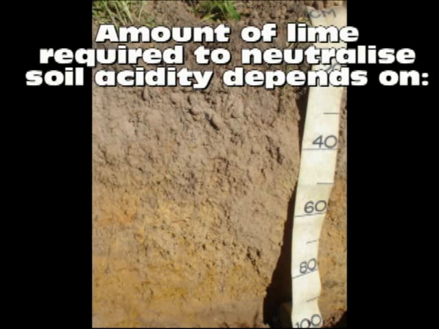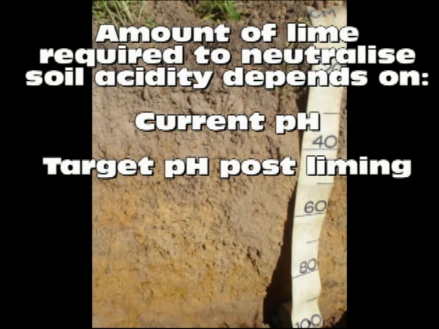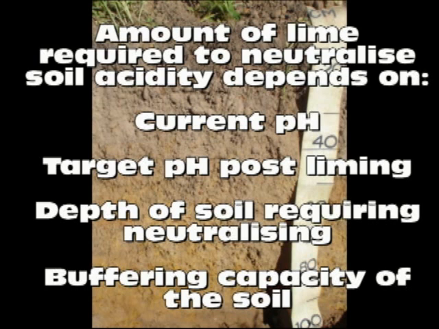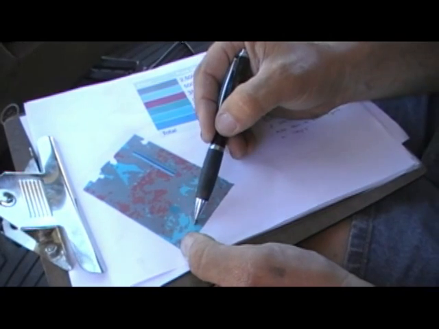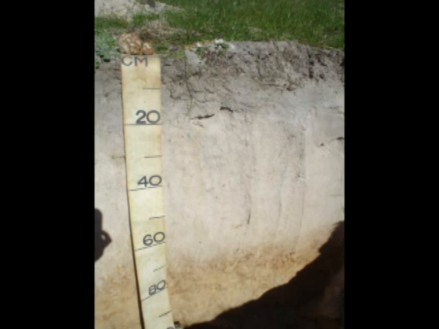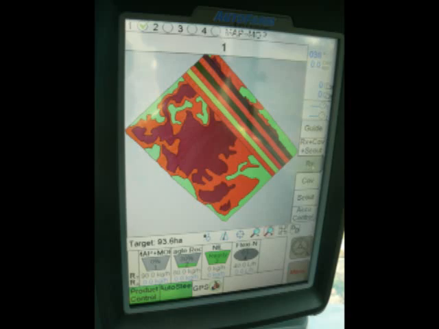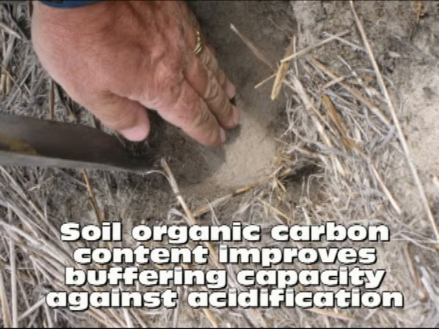The amount of lime required to neutralise soil acidity is a combination of the current pH, the target pH, the depth of soil needing the lime, and the buffering capacity of the soil. This means that the amount of lime needed to fix acidity varies within a paddock because the initial pH, the productivity, the leaching potential and buffering capacity vary across the paddock. In Western Australia, one of the main indicators of pH buffering capacity is soil organic carbon content.